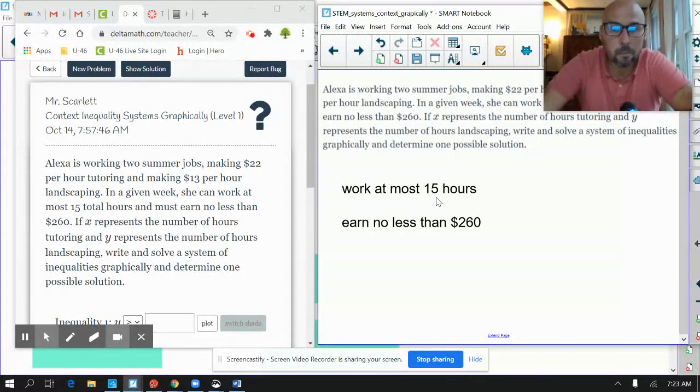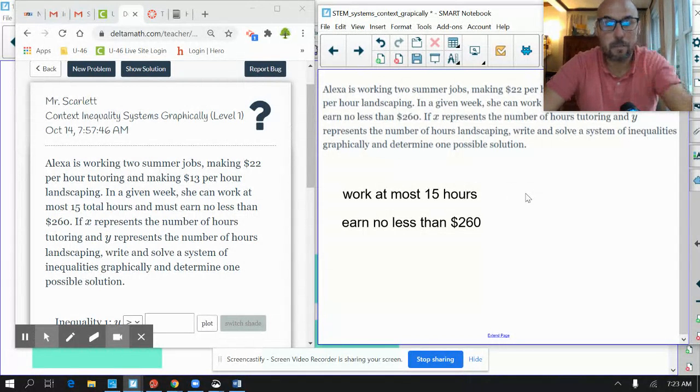With the money, no less than $260. What does that mean? Could she earn 250 or could she earn 270? Which one would work? She wants no less than 260. So in other words, she wants at least $260. All right. Well, for the hours, she has our variables. X is the number of hours of tutoring, and Y is the number of hours of landscaping.